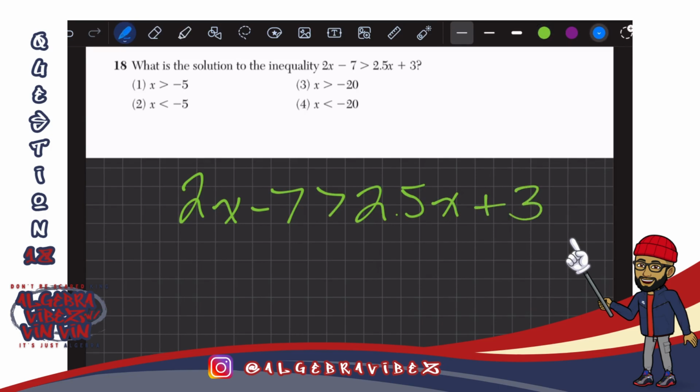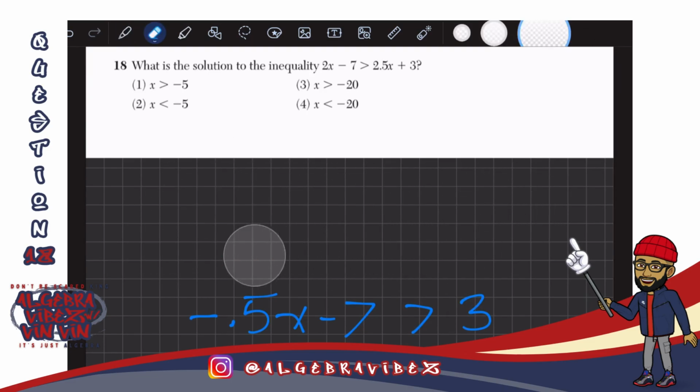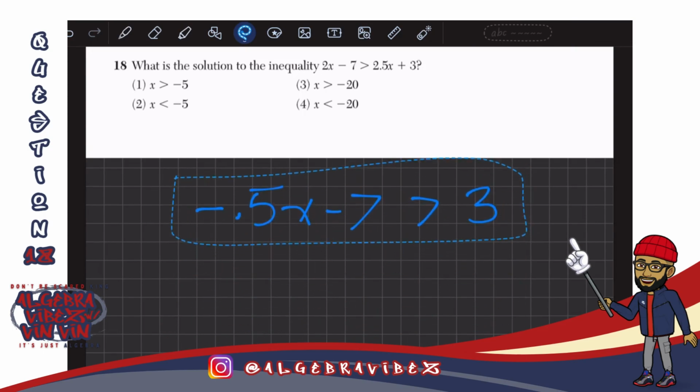And the first thing I want to do is isolate this. And this is just my choice. You can do this 7 too if you want, but I just want to isolate this real quick. So I'm going to go ahead and subtract 2.5x from this side and put it over here on this side, which is going to give us now a negative 0.5x minus 7 is greater than a positive 3. So I'm going to get rid of all this junk up here. I'm going to move this up so we can work on it again.